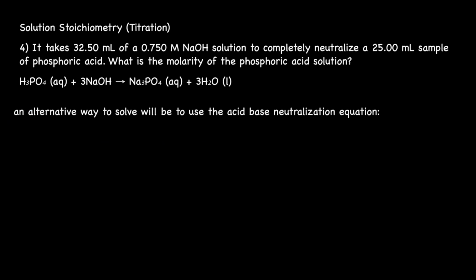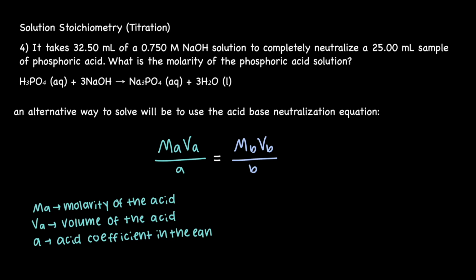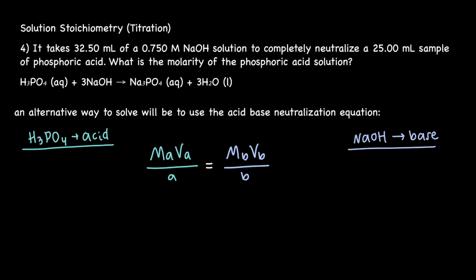An alternative way to solve will be to use the acid-base neutralization equation, MAVA over A equals MBVB over B. MA is the molarity of the acid, VA is the volume of the acid, A is the acid coefficient in the equation, MB is the molarity of the base, VB is the volume of the base, and B is the base coefficient in the equation. We are solving for MA.